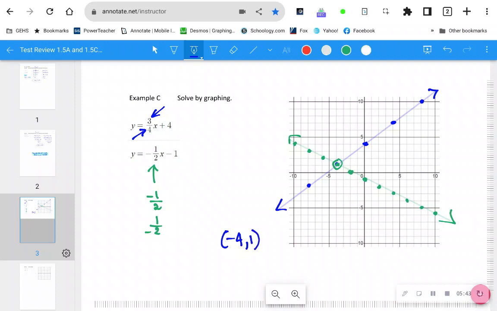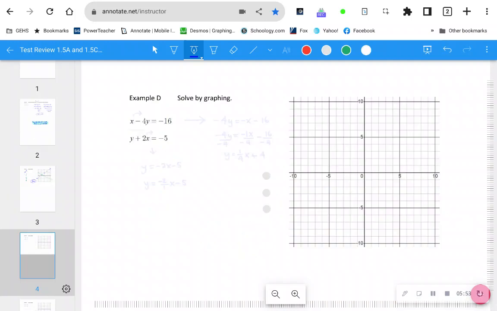And you count out from the origin. There's the origin. 4 backwards and 1 up to get to that point of intersection. So there's the solution to that system of equations. Okay, so here's another example of this.